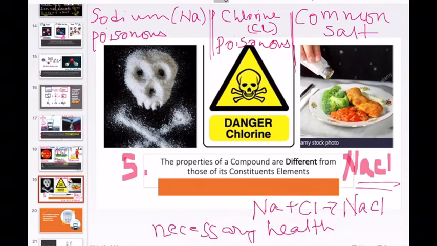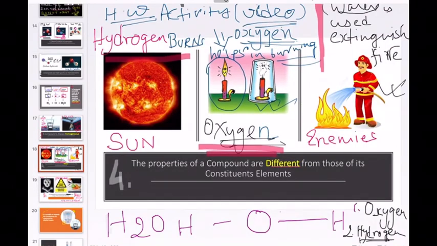So if I only eat sodium, I will die. If I only eat chlorine, I'll die. But if I do not eat sodium chloride, salt, with iodine in it, then I will have goiter. That is bad for health. We need salt. Not to a huge extent, but we need salt in our body. Right? So we can see the properties of compounds are different from those of its constituent elements. Okay?